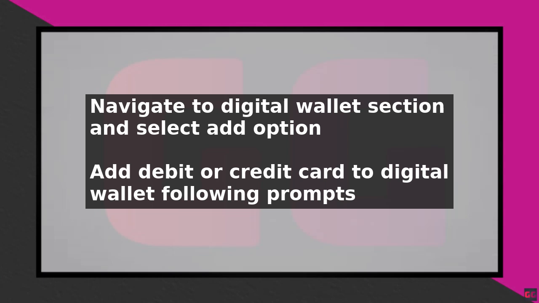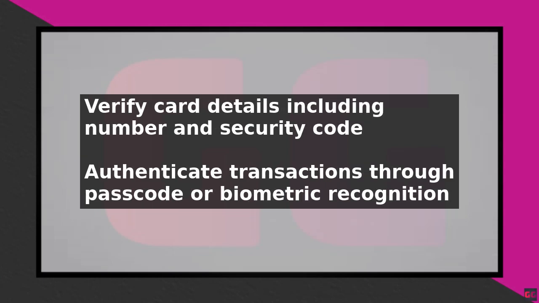To make a payment, open the digital wallet and select the card you want to use. You will then be prompted to authenticate the transaction, either through a passcode, fingerprint, or face recognition, depending on your device settings. After authentication, hold your device near the contactless payment terminal to complete the transaction. You will receive a confirmation message on your device once the payment is successful.